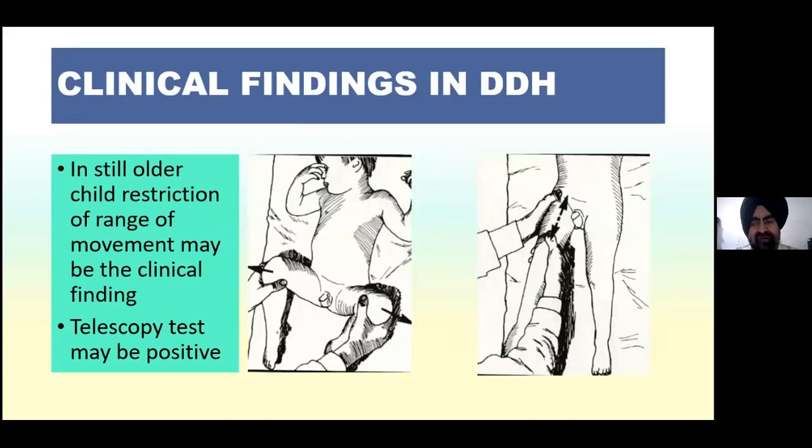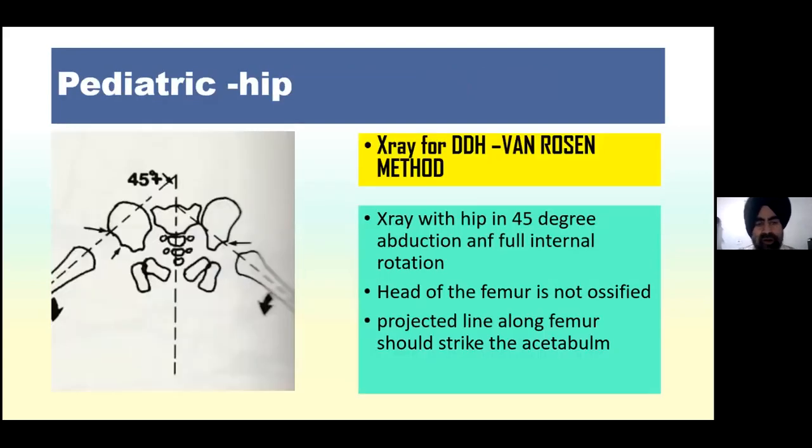Why is it positive? Because the head of the femur is not in proper relation to the acetabulum. The hip slips, the femur's head slips back. Radiologically, in the von Rosen method, X-ray is taken with the hip in 45 degrees of abduction and full internal rotation. The head of the femur is not ossified. The projected line along the femur should strike the acetabulum. If it does not, it means the hip is not in proper alignment.